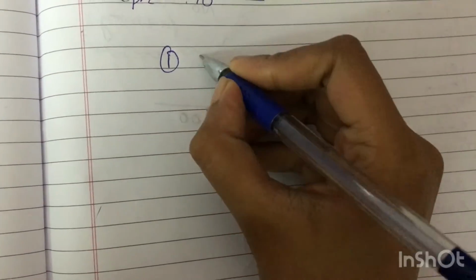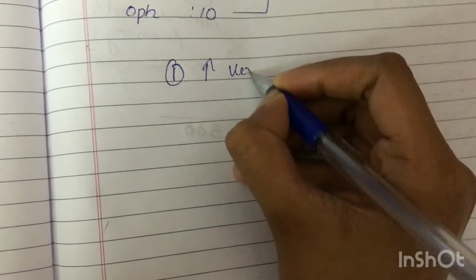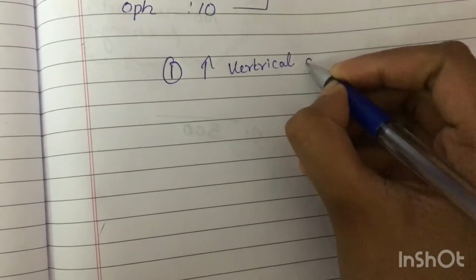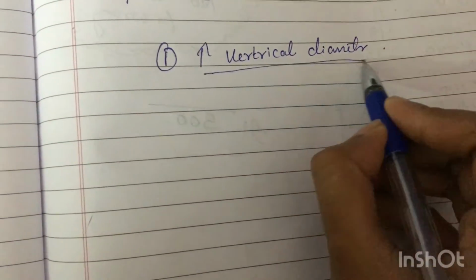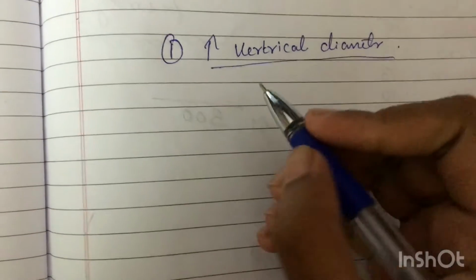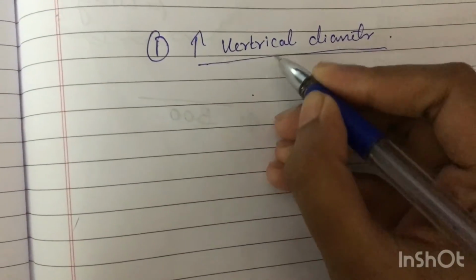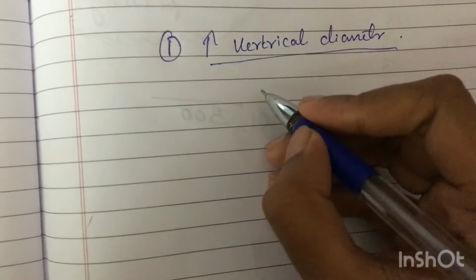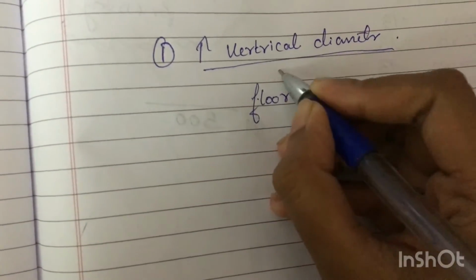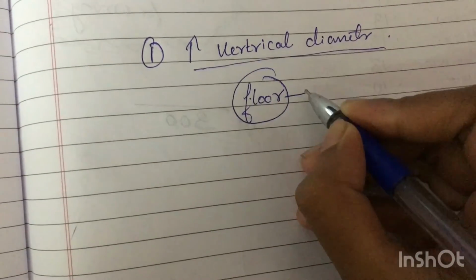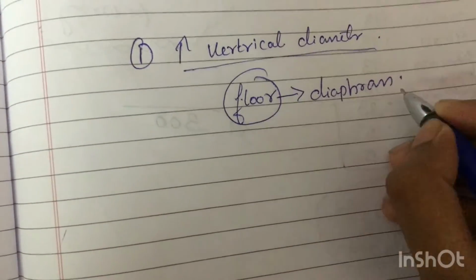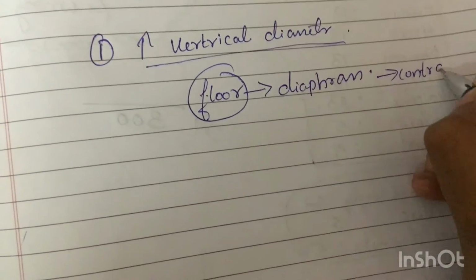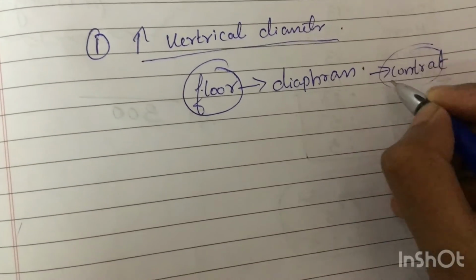So the first one is to increase the vertical diameter. So how will we increase the vertical diameter? When we inspire, the lungs will expand, and the floor of the lungs, what is in the floor of the lungs? That is the diaphragm. The diaphragm will contract. So what happens when the diaphragm contracts?